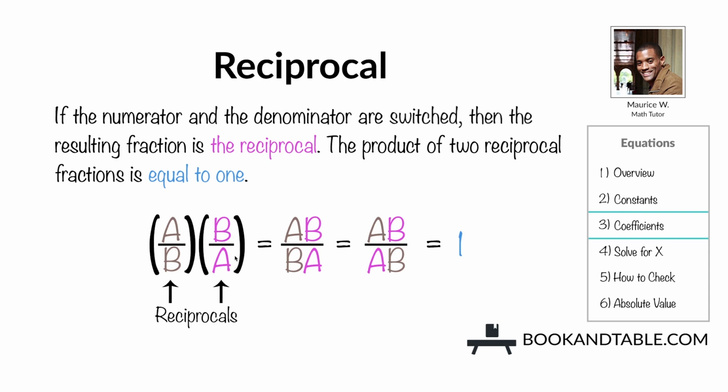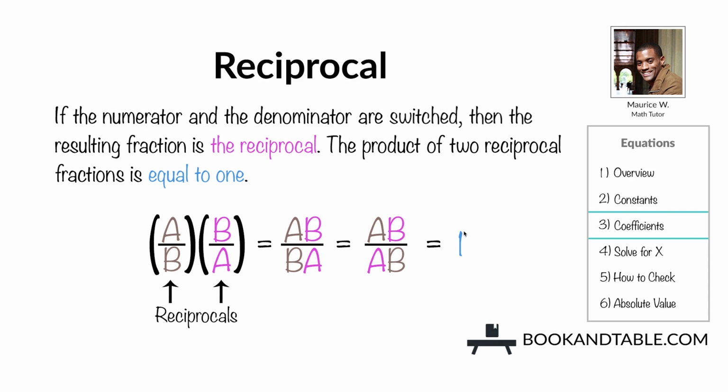If you switch these two, you wind up with this term. If you switch these two, you wind up with this term. Now, the product of two reciprocal fractions is equal to 1. So in this example, a times b would give us ab. B times a would give us ba. b times a is the same as a times b, and we see that our numerator is being divided by the same exact term. Anything divided by itself would be equal to 1.